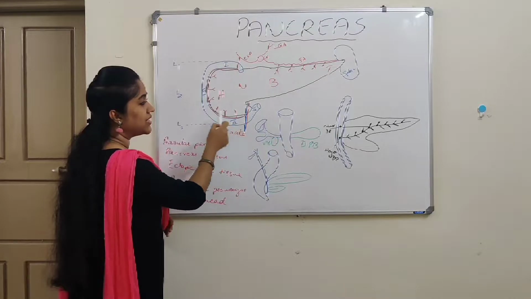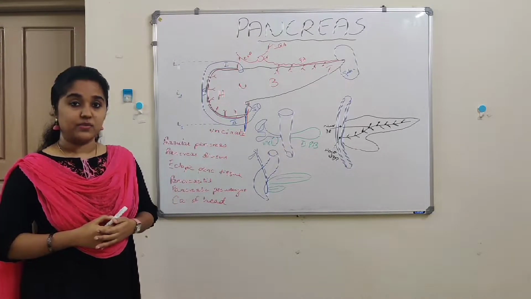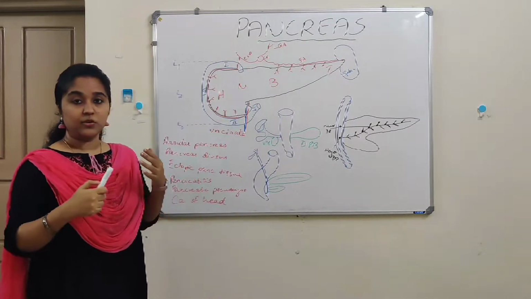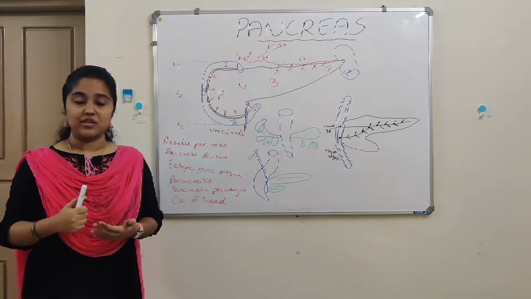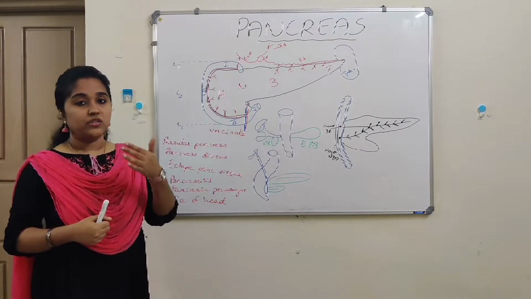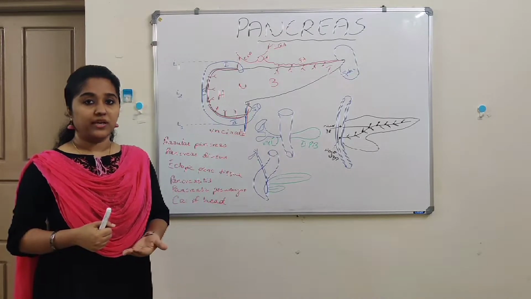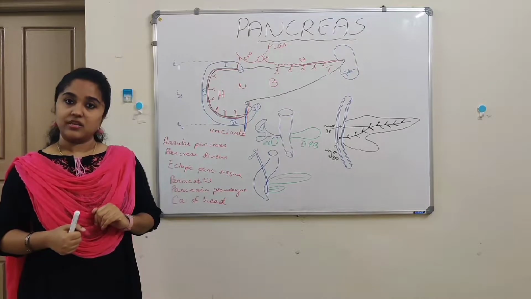And now you can see the uncinate process here. The uncinate process passes behind the superior mesenteric vessels. It arises from the lower part of the head. It is a hook-shaped process and it passes behind the superior mesenteric vessels. So you can say the uncinate process is sandwiched between the superior mesenteric vessels in front and the abdominal aorta behind. So that's all about the head and the uncinate process.